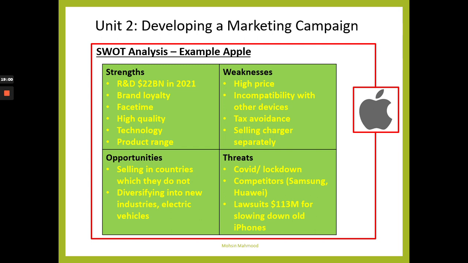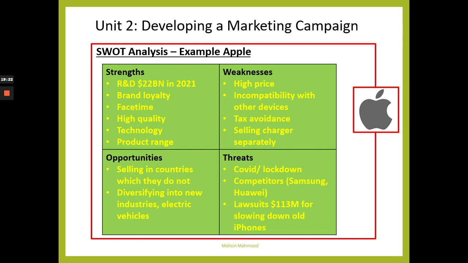Now, I've got an example of a SWOT analysis for Apple. I've used Apple because everybody knows Apple. So let's get into it. So the strengths of Apple, their research and development in 2021 amounted to 22 billion US dollars. Okay, so that's a strength of theirs.